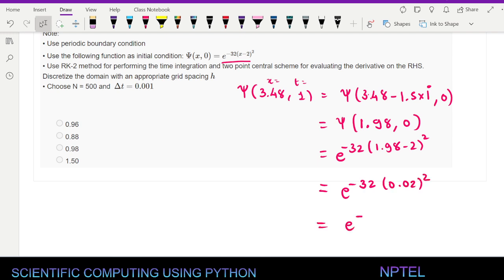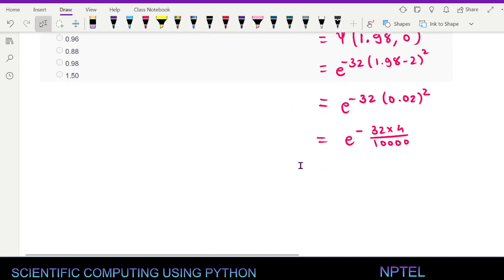So it is e to the power minus 32 times 4 divided by 10,000. And you can do the same thing as I did earlier, or you can be slightly smarter and get a calculator on your phone and just calculate, but let's do it. So e to the power minus, it will be 0.032 times 4 will be 0.128, which will be 1 minus this thing, right?